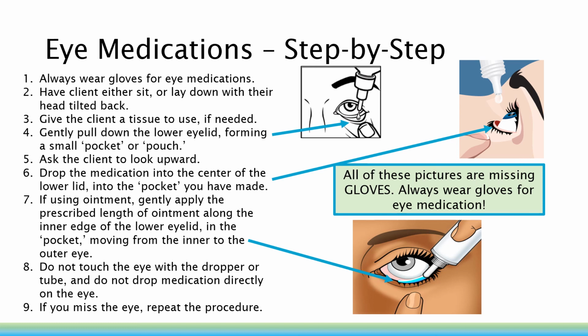Number 7, if ointment is being utilized, gently apply the prescribed length of ointment along the inner edge of the eyelid in the pocket, moving it from the inner to the outer eye. Number 8, do not touch the eye with the dropper or the tube, and do not drop the medicine directly on the eye. If you miss the eye, repeat the procedures.